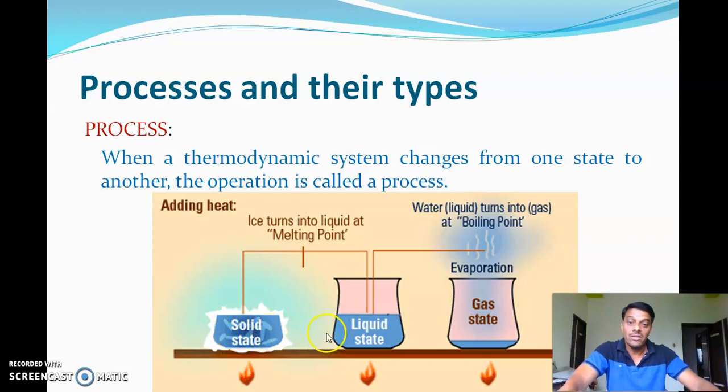Okay, how can we convert solids into liquid? By simply providing heat, and this process is called melting. Melting is a process, an operation by which the system's state changes from solid to liquid.